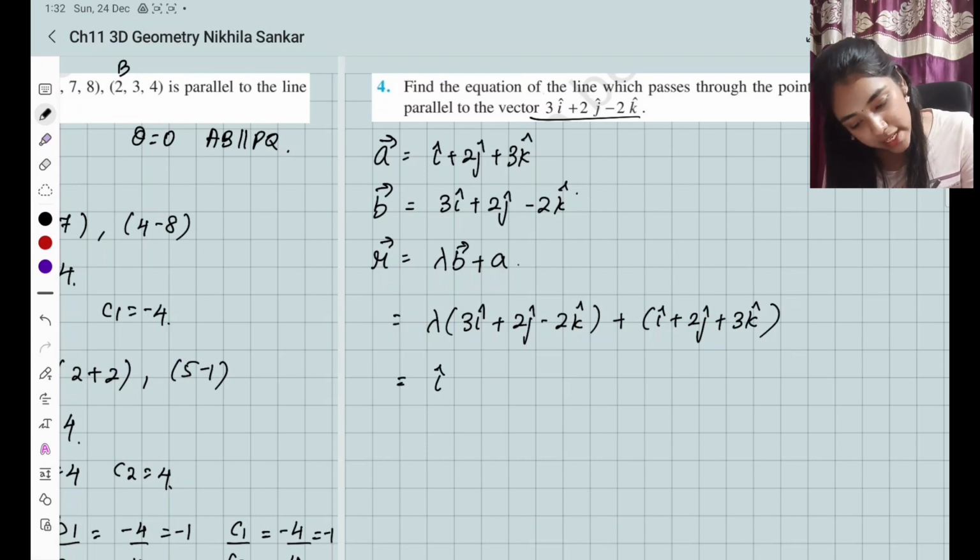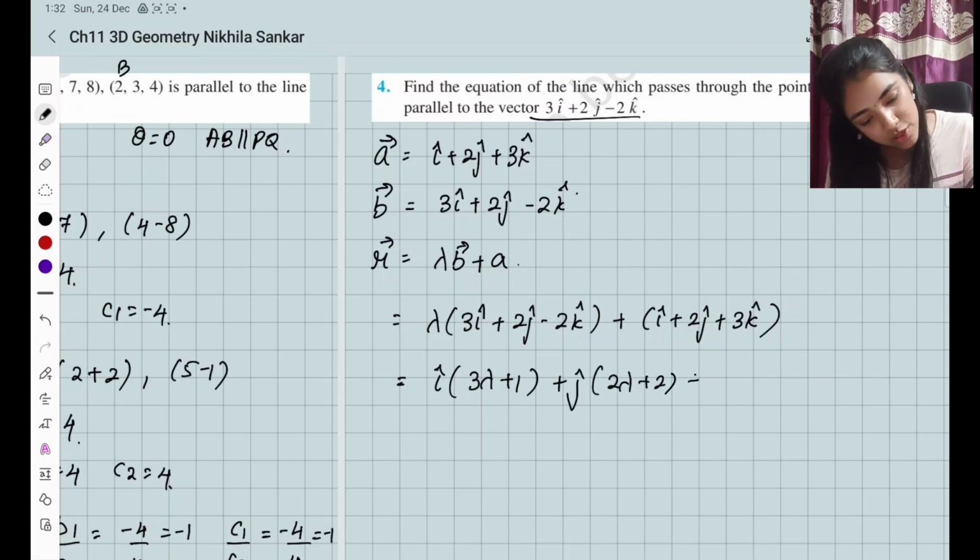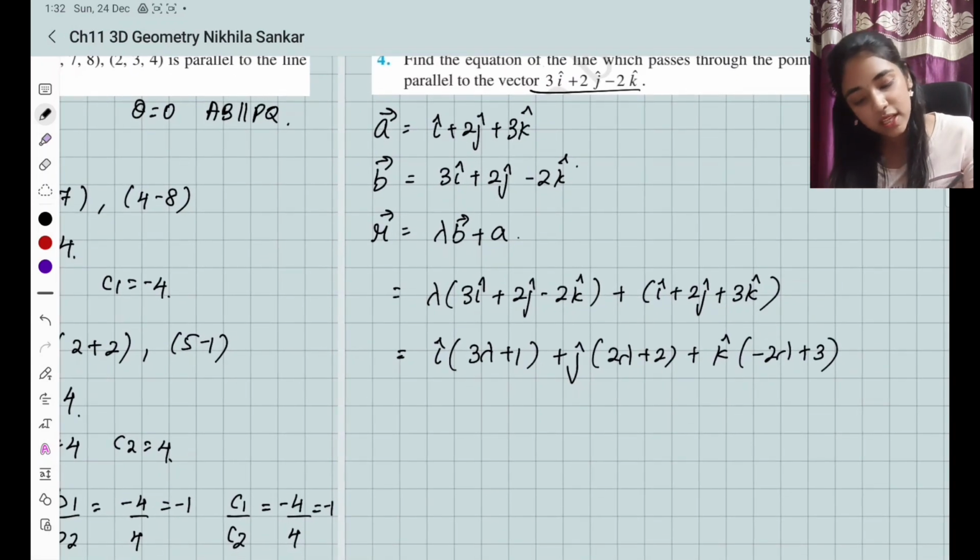So this is going to be I எல்லாம் club பண்ணா I have 3 lambda plus 1 plus j club பண்ணா I have 2 lambda plus 2 plus k club பண்ணா I have minus 2 lambda plus 3. So this is going to be the equation in the vector form. So இப்போ என்ன எழுதிருக்கோம் vector formல எழுதிருக்கோம். So இதே Cartesian formல எப்படி எழுதலாம்?